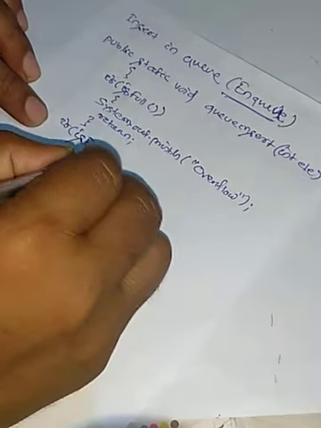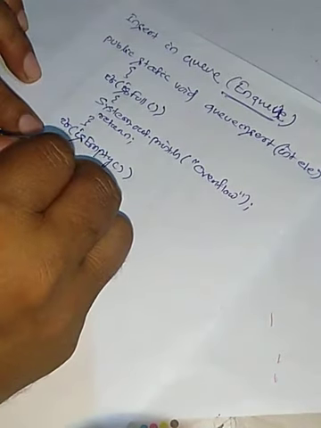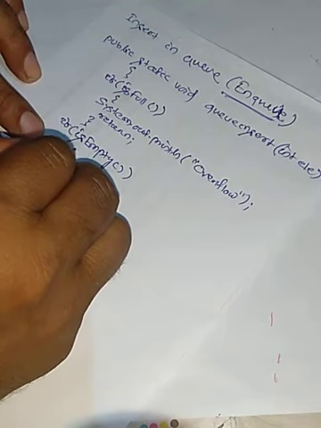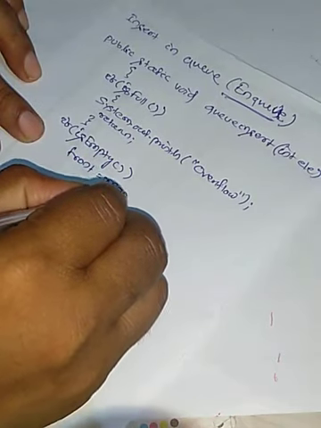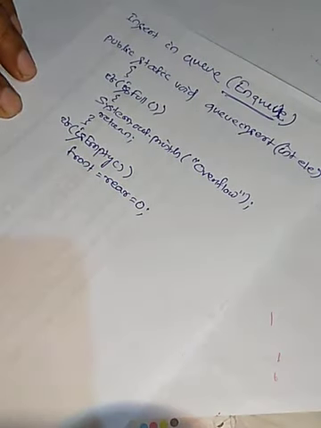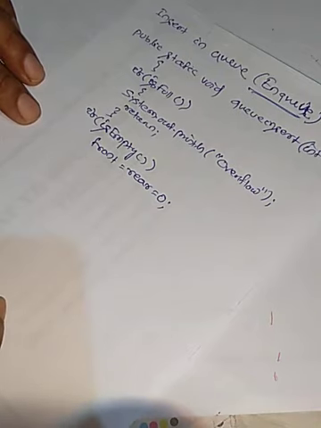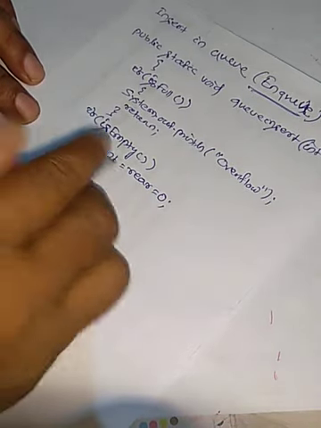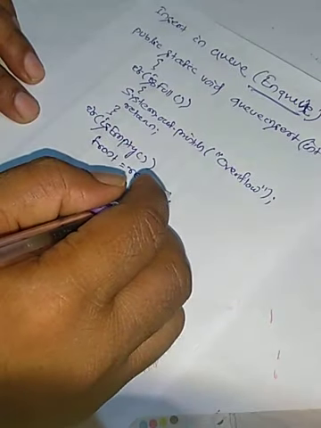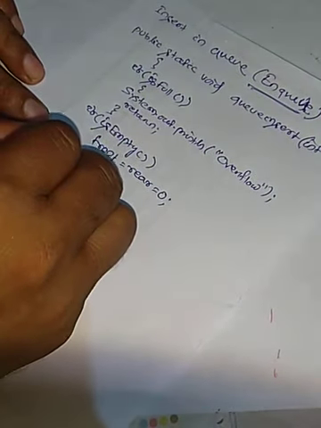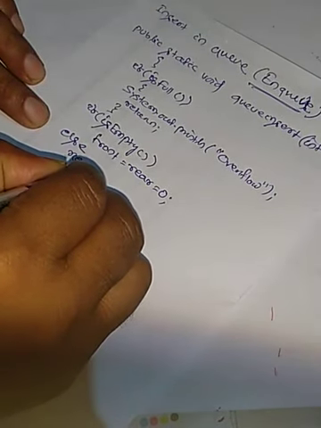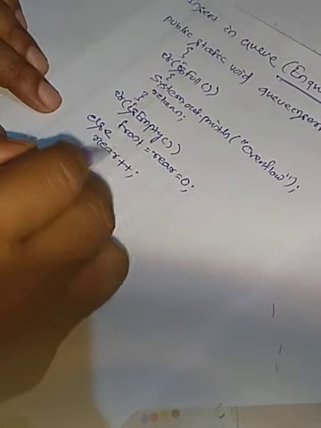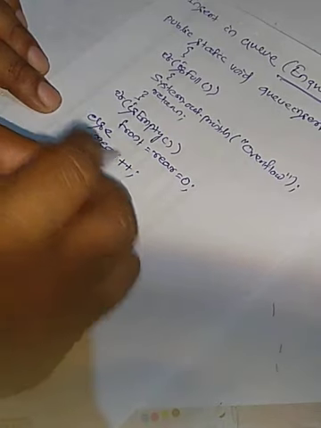If it is empty, then we'll set front equal to rear equal to 0. Empty means there is no element, so front and rear will be set to 0. Otherwise, rear equal to rear plus 1, or rear plus plus. Now we will add the element to the rear.